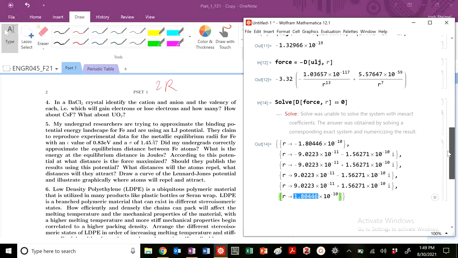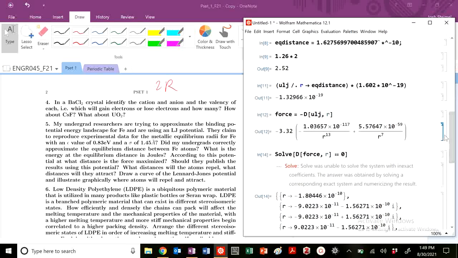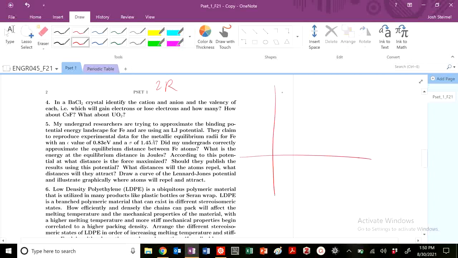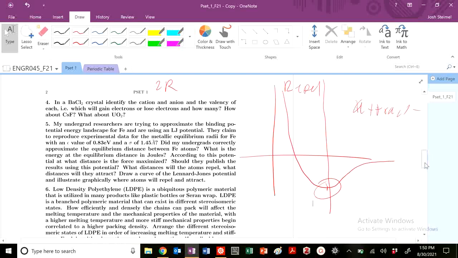What distances will the atoms repel? When I look at my Lennard-Jones potential, right here we found our equilibrium distance. Here we are going to attract, and here we're going to repel. So at distances larger than our equilibrium distance, they will attract, and at closer distances they will repel. We've just illustrated that. Fantastic. All right, let's go to the next question.